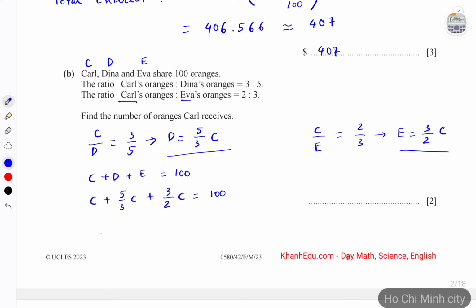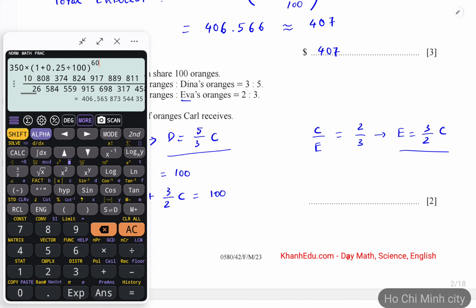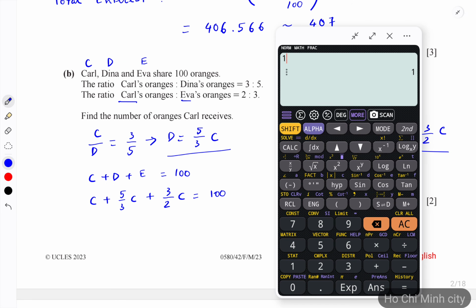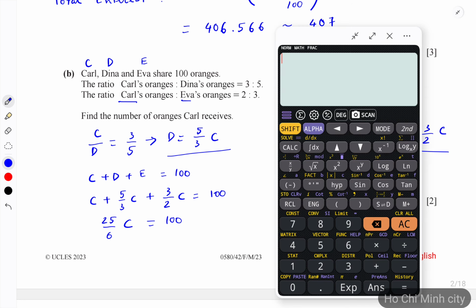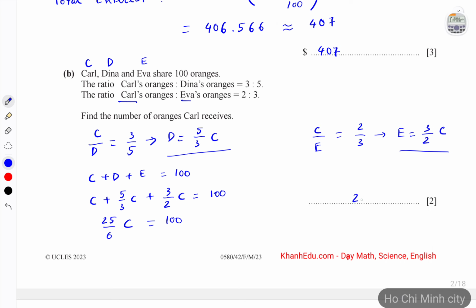All right, so that means one plus 5 over 3 plus 3 over 2, which is 25 over 6, times C is 100. So we take 100 divided by 25 over 6, and we have the answer, which is 24.